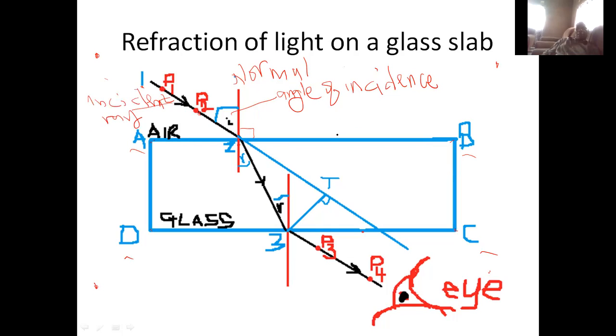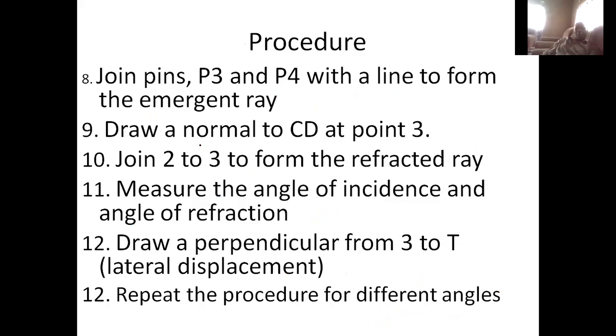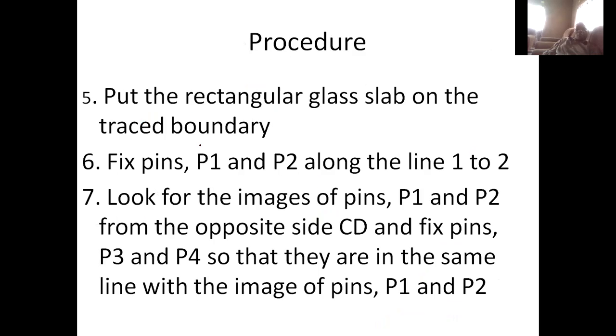And then you bring back the slab, place it. Okay, when you place the slab, as I've already indicated, you fix pin 1 and pin 2 along 1 and 2, and then you look through for the images of pin 1 and pin 2 on the opposite side, the side of CD, and you fix then pin 3 and pin 4 so that they appear in the same line with the images of pin 1 and pin 2.